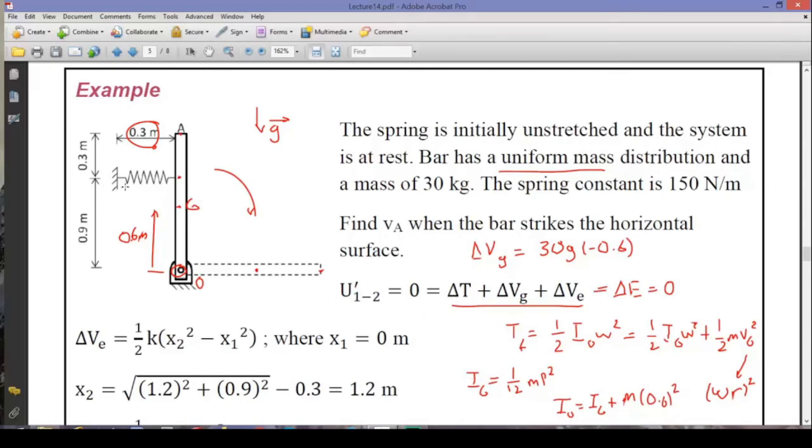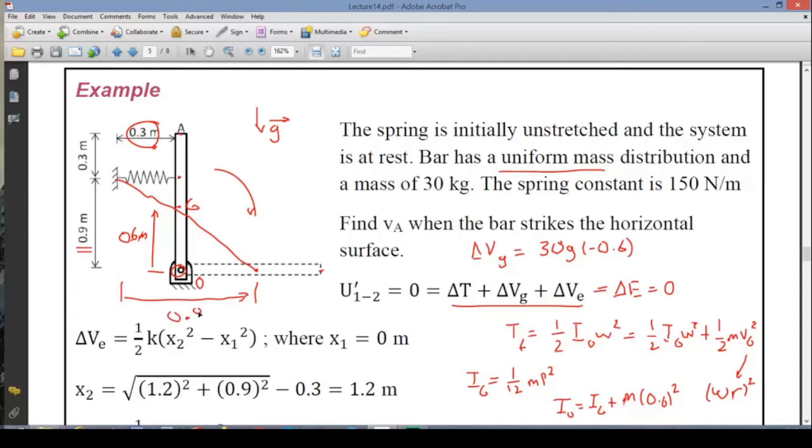Now, in terms of elastic energy, the potential energy due to the elastic materials, the unstretched length is 0.3, and we need to find out the final extension, so from this point to that point. And you can make use of your trigonometry knowledge. This is 0.9 meters, and this total length here from this location can be calculated as 0.3 plus 0.6. This is 0.9 as well.